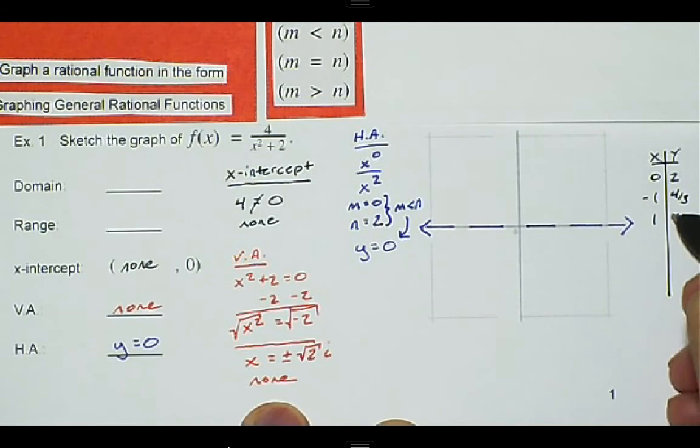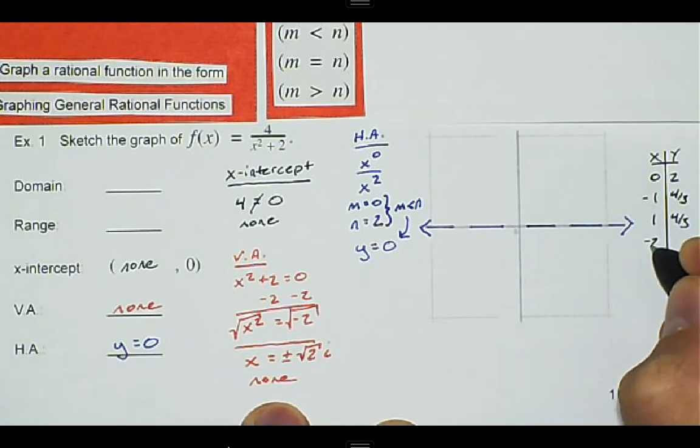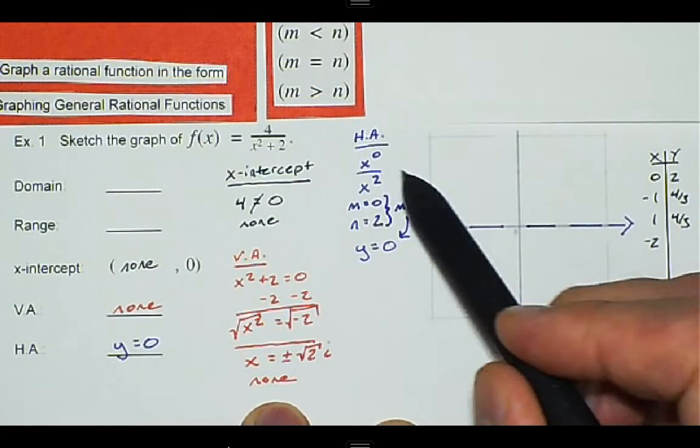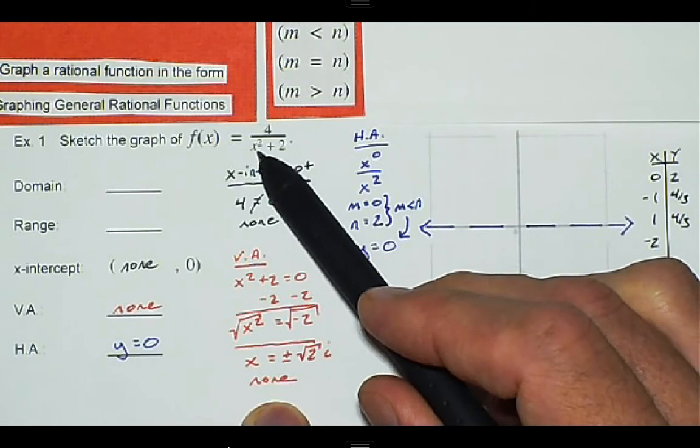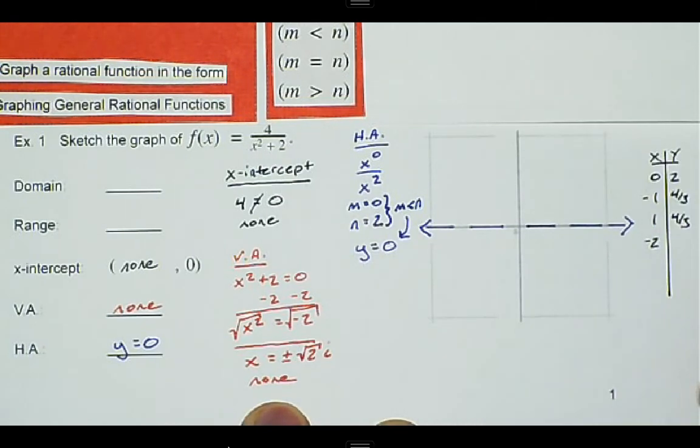You can try -2. -2 squared is going to be 4. So that will be 4/6, which is 2/3. And 2 would also be 2/3. And so we can plot those points.